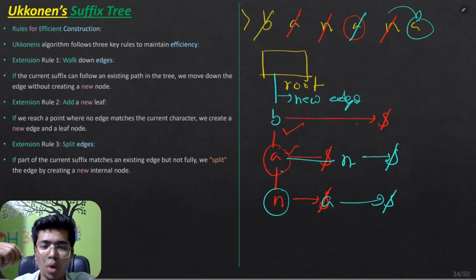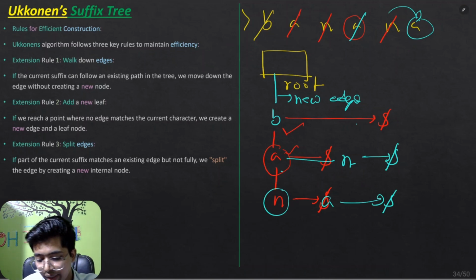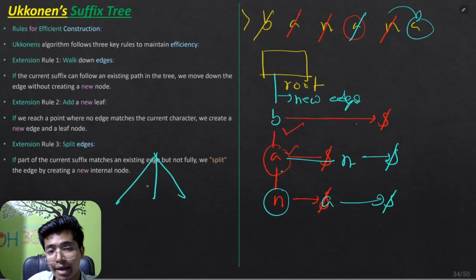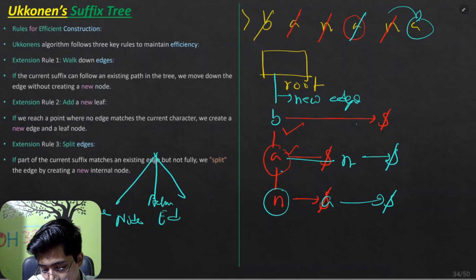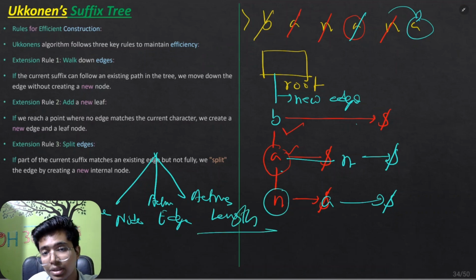Actually the insertion is quite complex. It was difficult for me to understand as well. If you find a better source, also provide me the link in the comments so that I can understand. So this was all about the active concepts, and as I told you, to maintain the entire tree, three things are majorly applied: active node, active edge, and active length. These are very much used here.